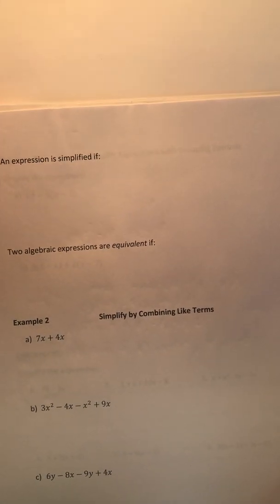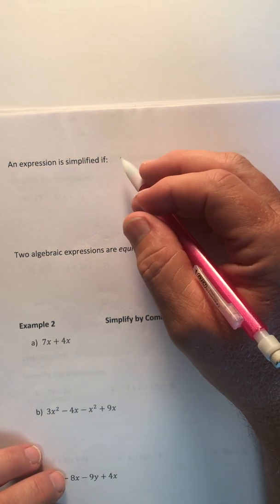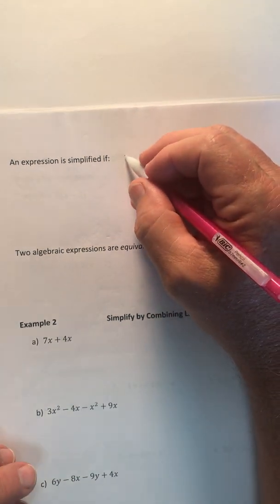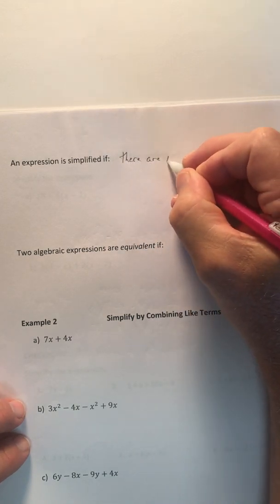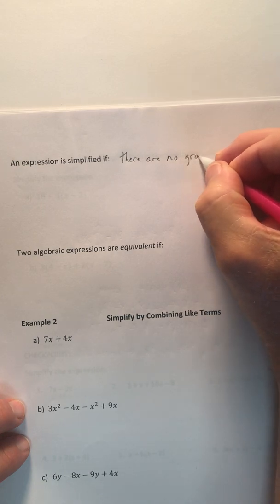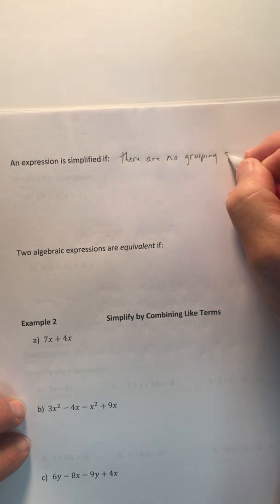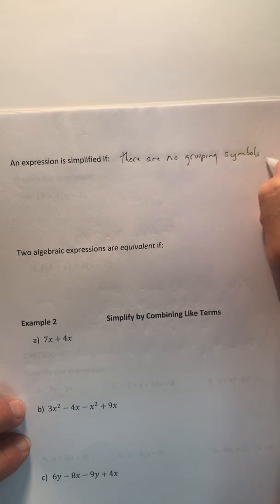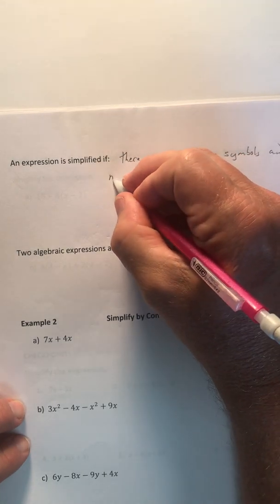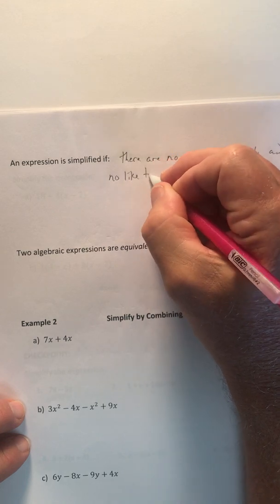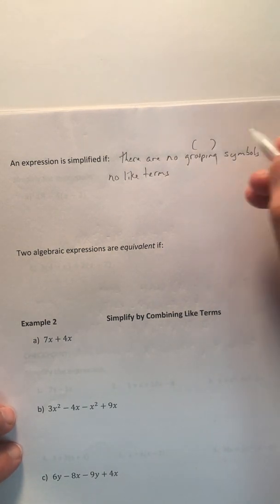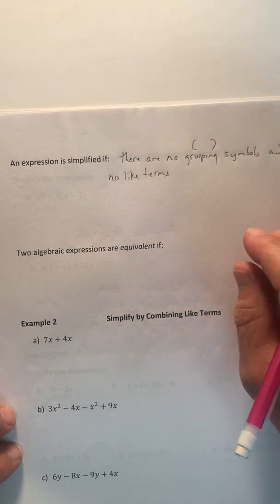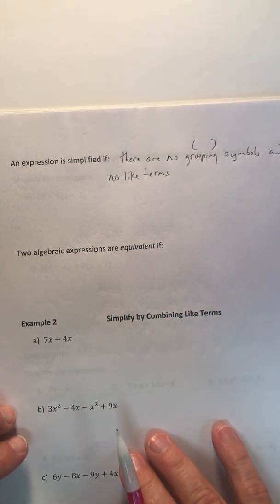All right, next we have to talk about expressions. An expression is simplified if there are no grouping signs or grouping symbols and no like terms. All right, so that's how you can tell it's simplified. You don't have any grouping symbols, which means the parentheses, and you don't have any like terms. So that's how you can tell if it is simplified.